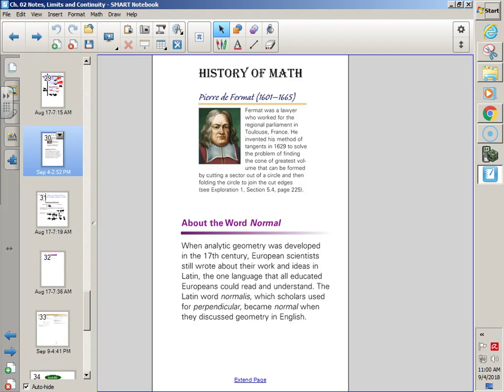This guy came up with tangents, okay? But the word normal, when analytic geometry was developed in the 17th century, European scientists still wrote about their work and ideas in Latin, the one language that all educated Europeans could read and understand. The Latin word normalis, which scholars use for perpendicular, became normal when they discussed geometry in English. So does it have anything to do with the English word normal? No, it has to do with Latin, because that's what perpendicular was in Latin. Anyway, interesting.